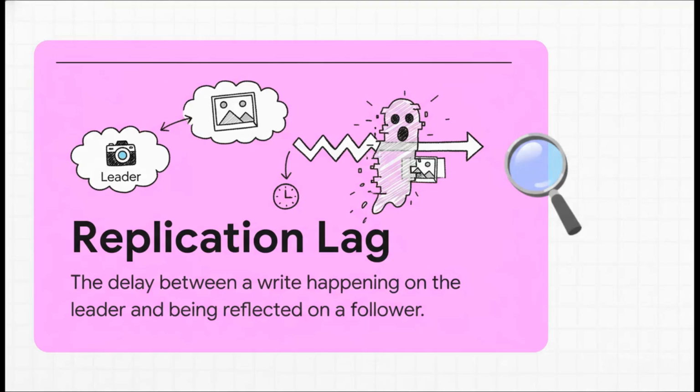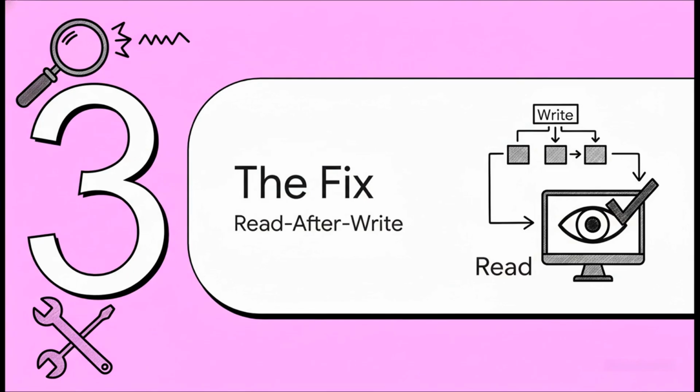So what's the name for this villain? The technical term is replication lag. It's that tiny, built-in delay between when the leader gets the data and when the followers get the memo. It could be milliseconds, it could be seconds. But that lag, that's the ghost in our machine.